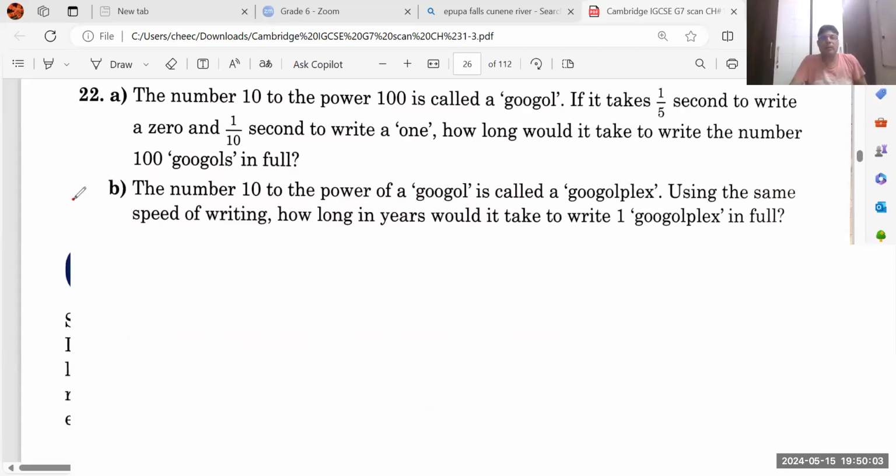So 10 to the power of a Google is called a Googleplex, using the same speed of writing. So 10 to the power 100 is called a Google. So what is 10 to the power 2? How many zeros does it have? 100.